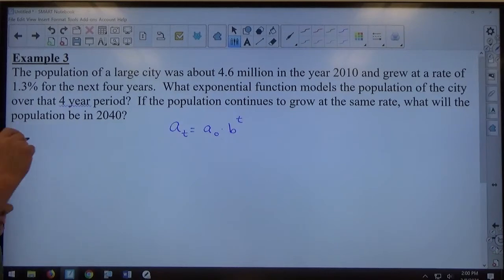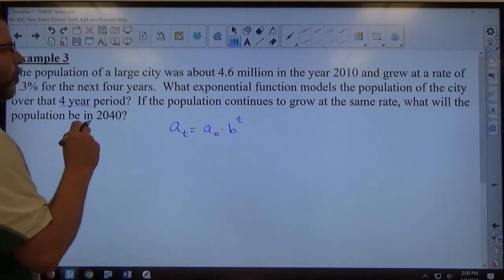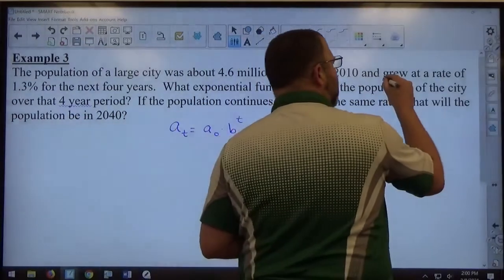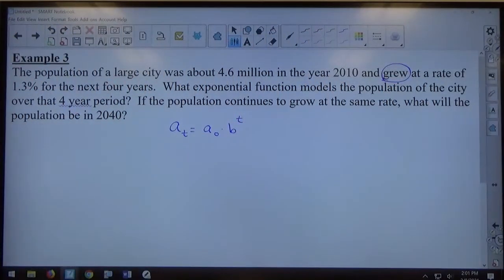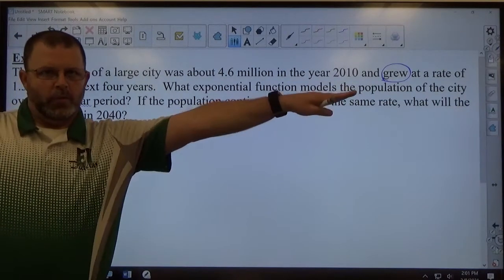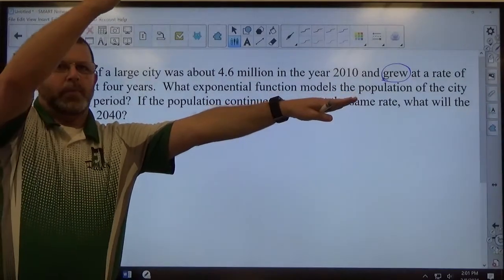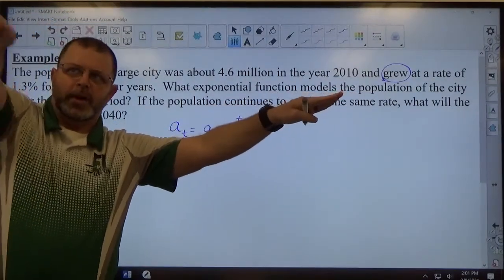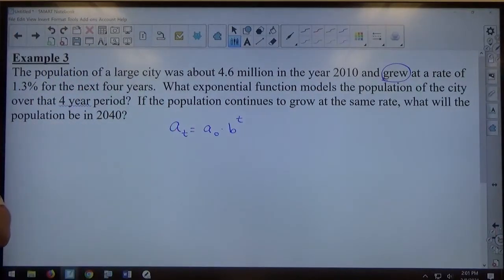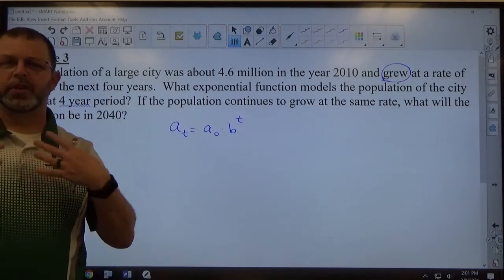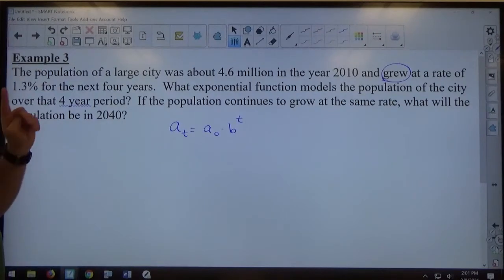All right, so when I'm looking at this, it says it grew. Grew means to get larger. When you deal with exponential functions, as you go to the right, they either go up, which means they're growing, or they shrink and lower and flatten out to 0. One or the other happens. They either grow or they decline, which is also called decay. And it tells us the rate of growth is 1.3%.